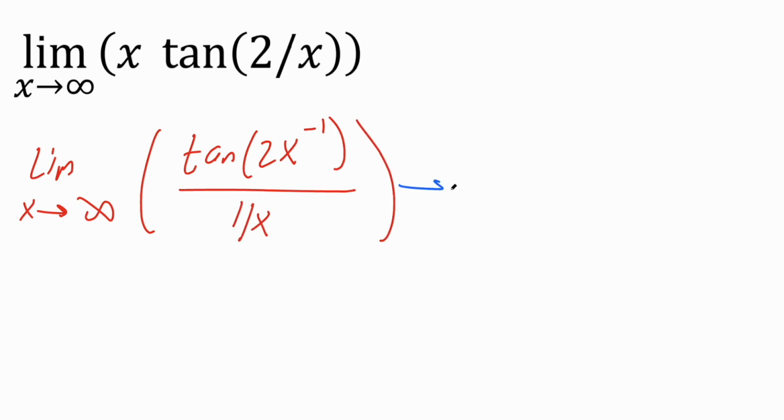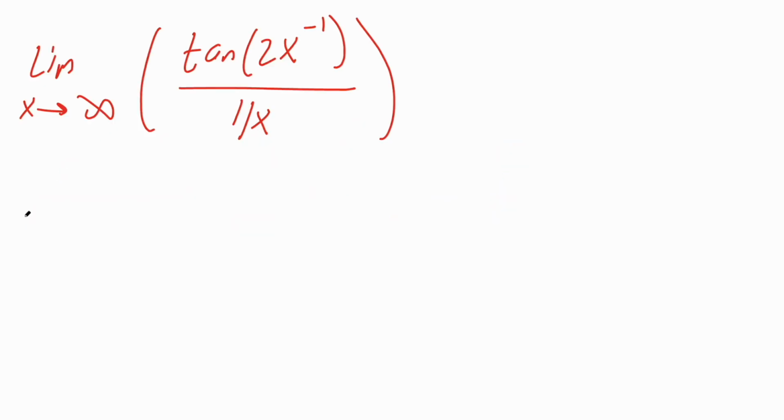So in this form, if I plug in infinity, I get tan of 2 divided by infinity, so I get tan 0, which is going to give us 0, divided by 1 divided by infinity is also 0. In this form, 0 divided by 0 allows us to use L'Hopital's rule. So I'm going to take the derivative of both the numerator and the denominator.